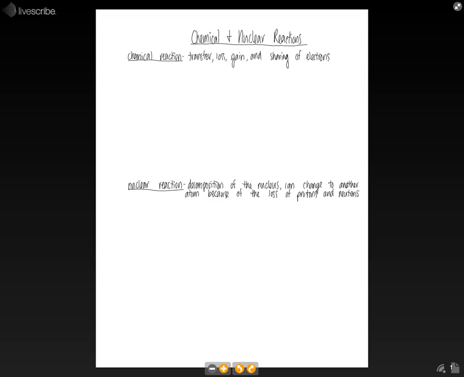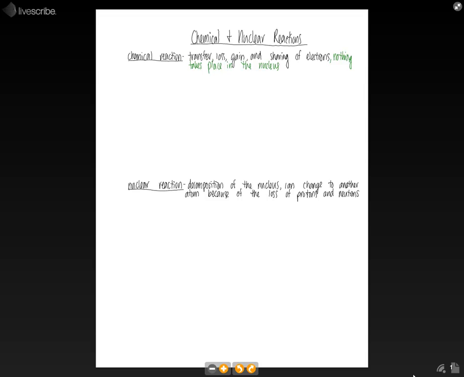This lesson is going to talk about the difference between chemical and nuclear reactions. So a chemical reaction involves a transfer, loss, gain, and sharing of electrons. Since we're dealing with electrons, nothing takes place in the nucleus, because the electrons are outside of the nucleus.